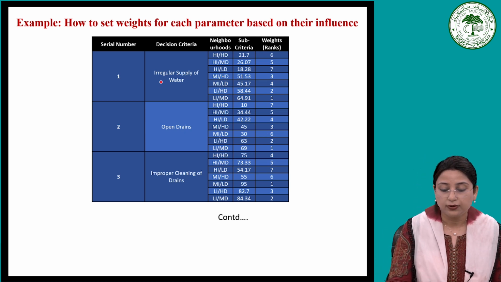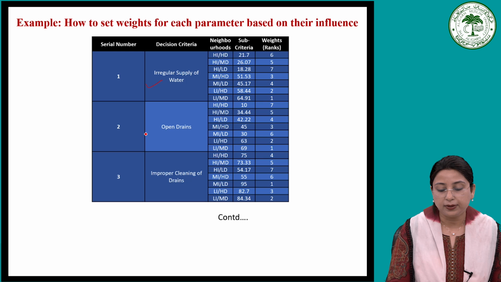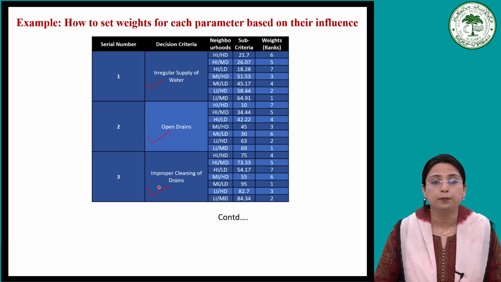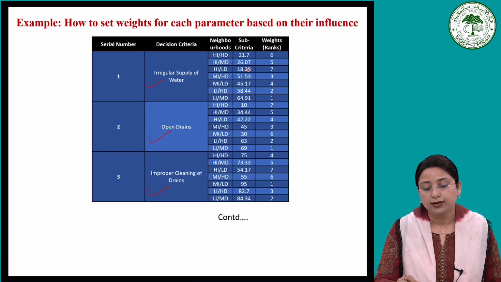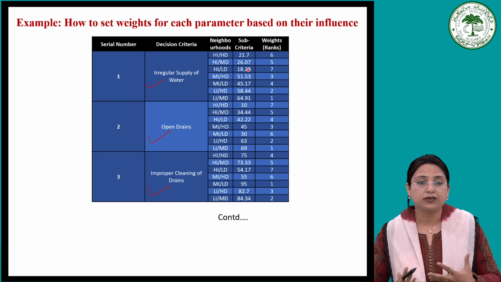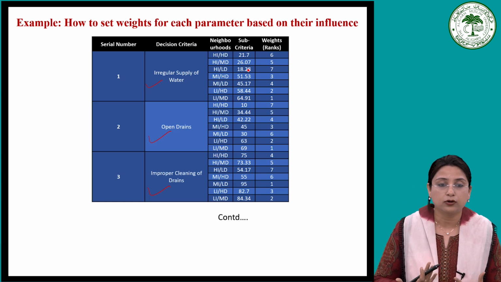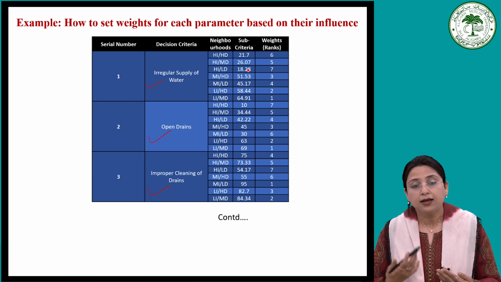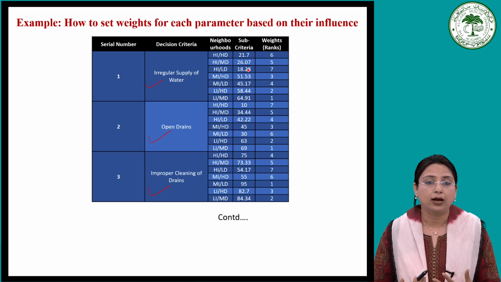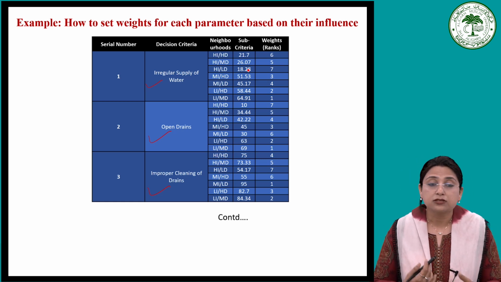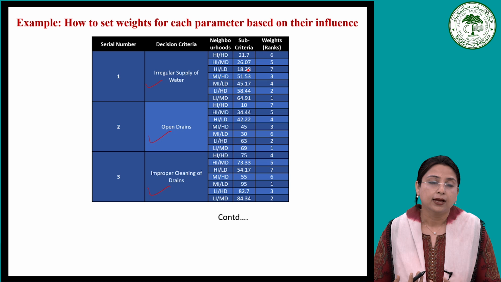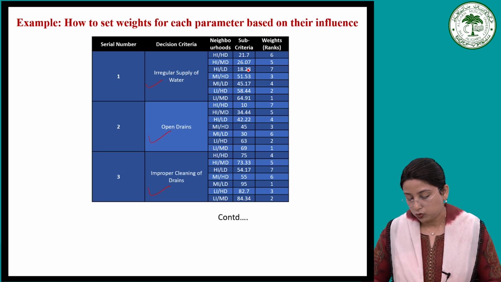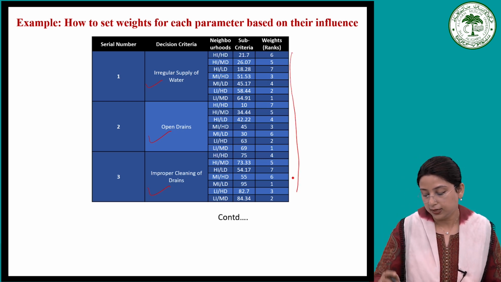maybe in terms of irregular supply of water, open drain, improper cleaning. During the survey, according to the importance of irregular supply of water, open drain, improper cleaning of the drains, the respondents will answer which is more important. The more important one can be assigned a higher weight as compared to the other. So, weights are ranked according to importance.